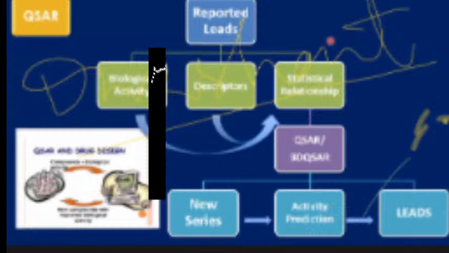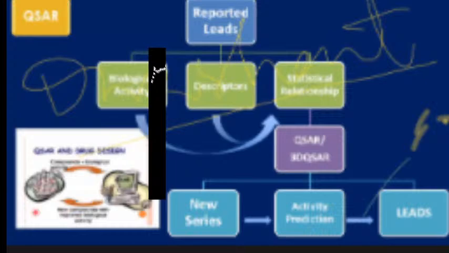Then comes, how do we carry out QSAR studies? What are the procedures applied in the study? So let me tell you. You can go through this part to get an overview about QSAR and drug design. As I told you, QSAR is part of LBDD, ligand-based drug designing.